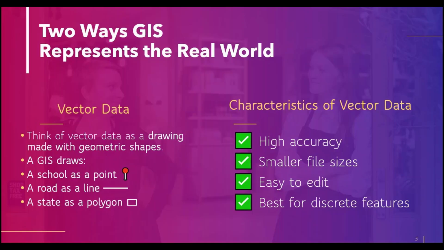So what are the characteristics of vector data? They have high accuracy, smaller file size, easy to edit, and best for discrete features.